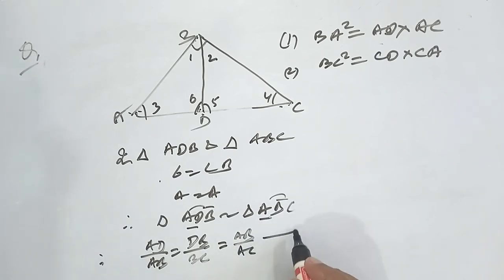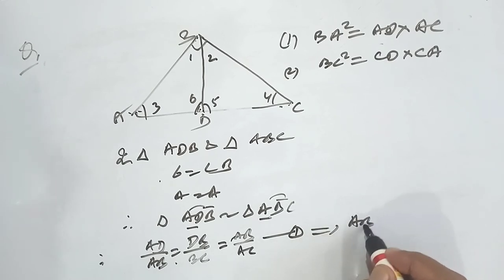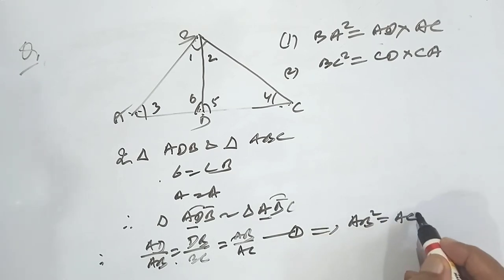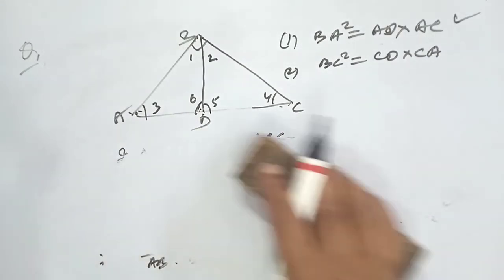Now this is one result which is very important, has been already asked in the examination. Second result is, we take from this and this, we get AB square is equal to AC into AD. This is first result proved. And similarly, we can prove the second result.